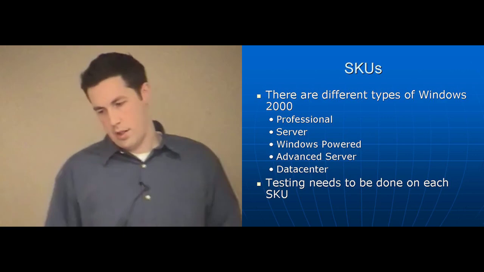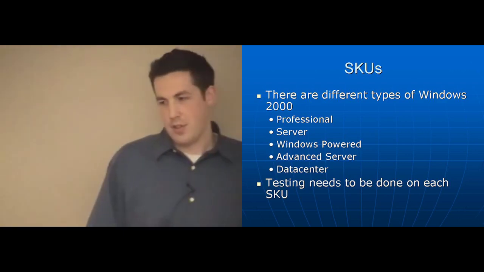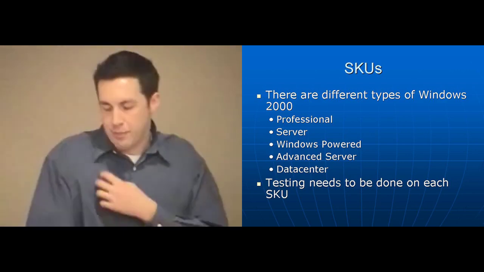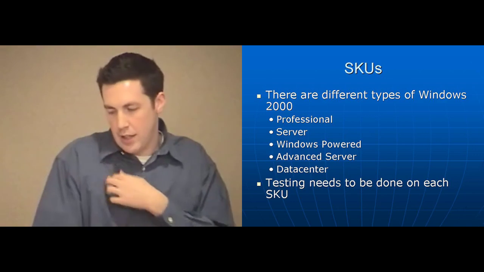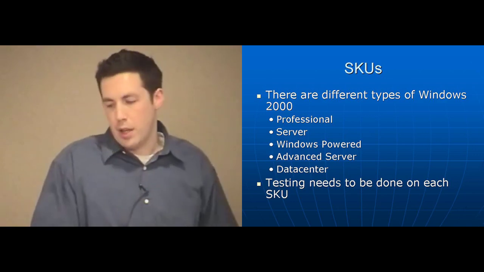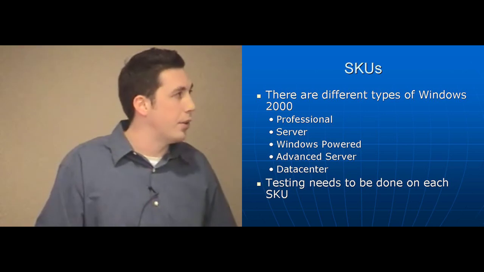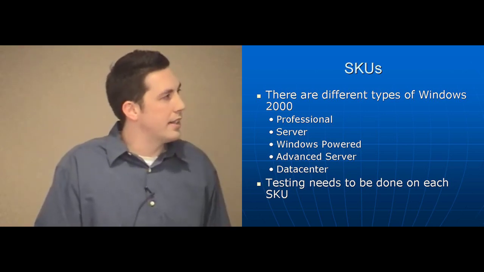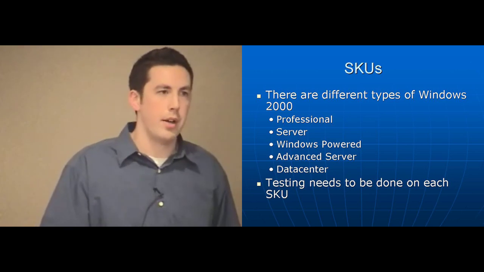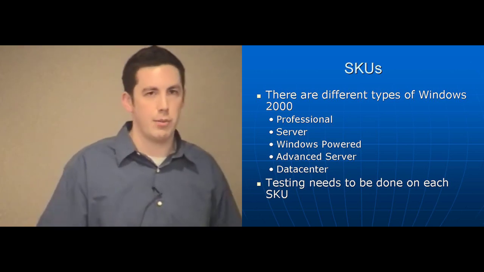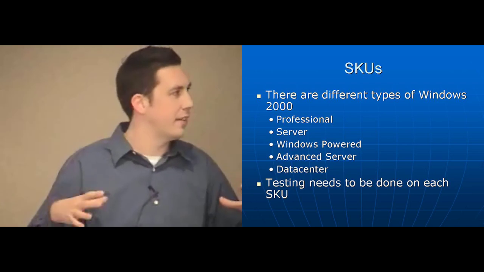So there's different types of Windows 2000. Different SKUs, call them. There's Professional, which is your regular workstation SKU, and then there's different server SKUs. Server is the most basic one. Windows Powered is kind of the next step up. It's usually on kind of web server appliance things.